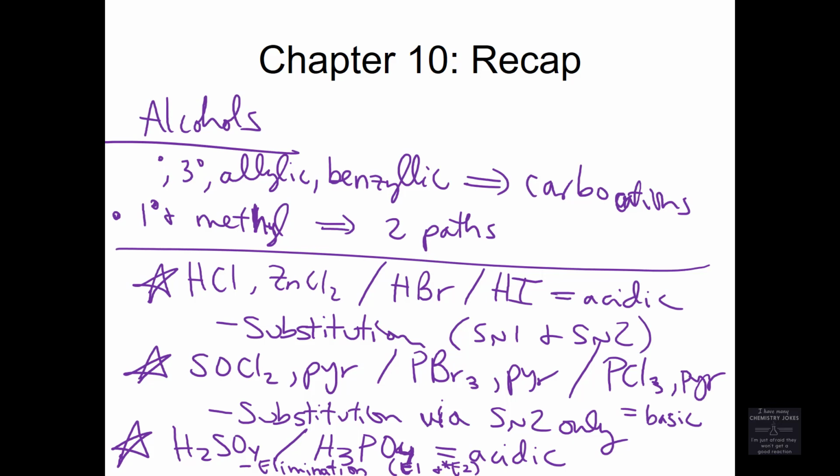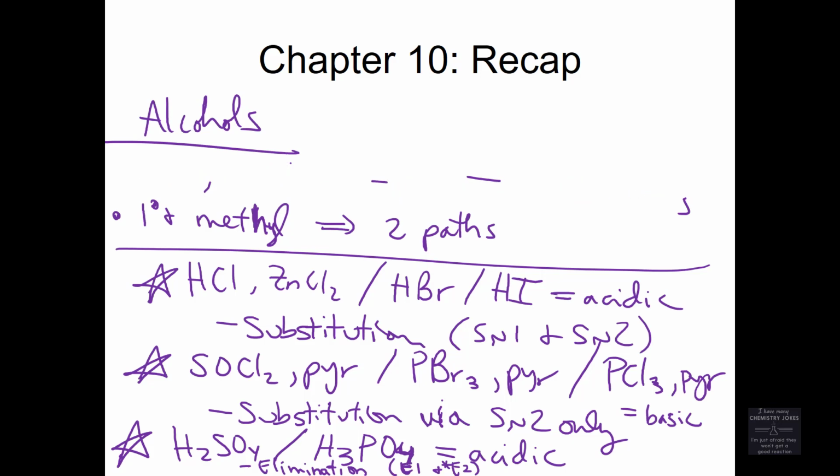So we'll make some space up here, I guess. Alcohols can be substituted if you add things like HCl with zinc, HBr, HI. Alcohols can be substituted with things like SOCl2 and pyridine, PBr3 and pyridine, PCl5 and pyridine. That's two separate acidic and basic conditions. They do slightly different mechanisms depending on acidic or basic. Alcohols can be eliminated if you add things like H2SO4, H3PO4. That's acidic conditions. They're going to do mostly E1, a mega carbocation kind of thing, under acidic conditions.